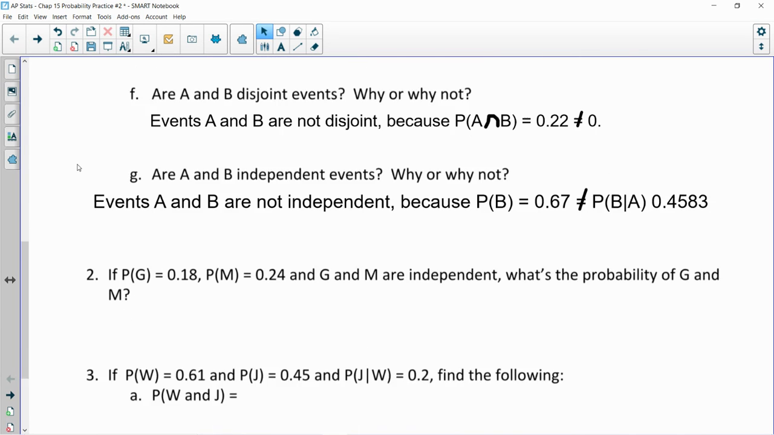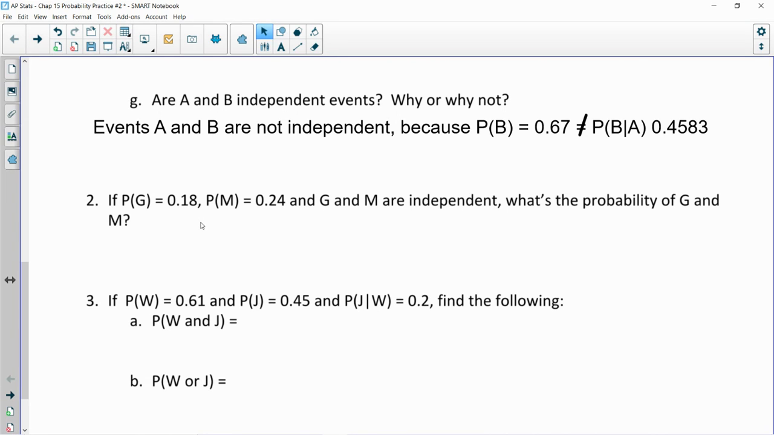So let's take a look at number 2. We're told the probability of G is 0.18, the probability of M is 0.24, and that G and M are independent events. Okay, that's a very important piece of information. We've got independence. So what is the probability of G and M? If I were you, I would highlight or underline the word independent. Since they are independent, we can use the multiplication rule to find the probability of both events occurring at the same time, which is an and probability.